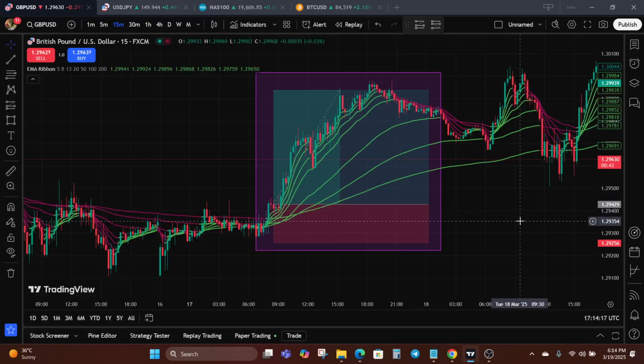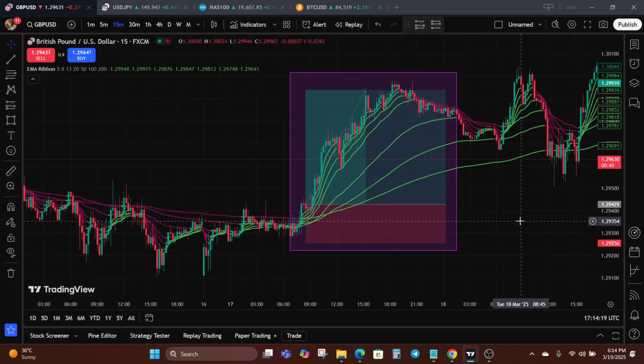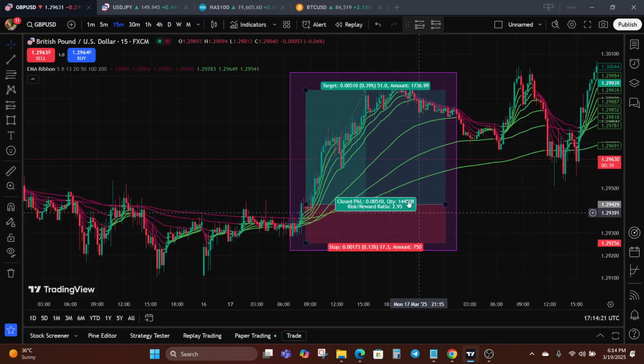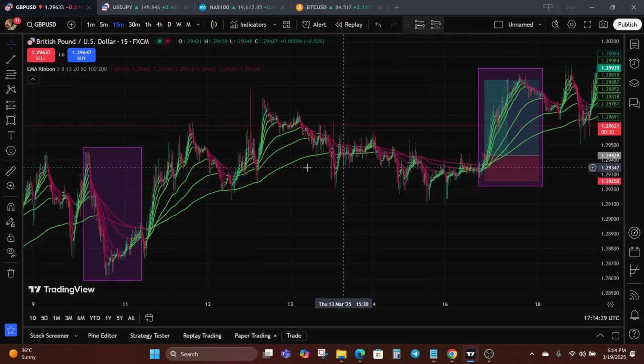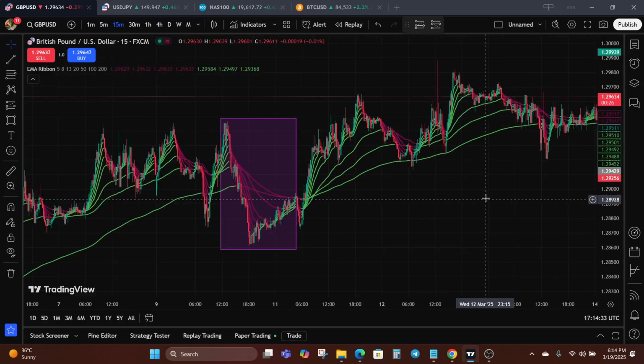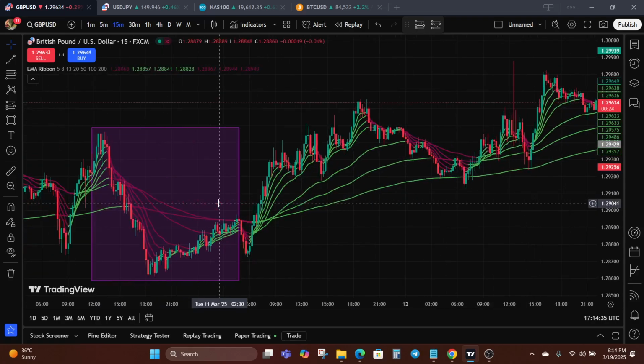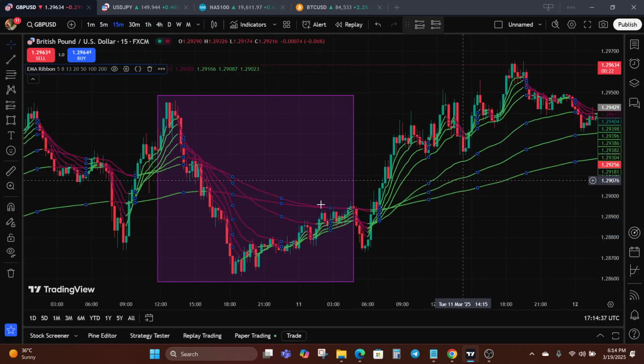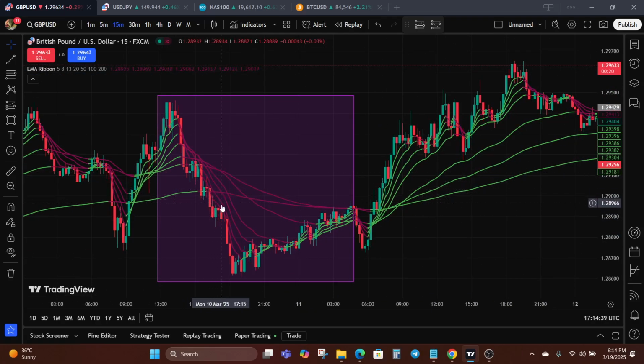Now, you can also use this indicator for dynamic support and resistance levels. In an uptrend, you will notice that price tends to bounce off the ribbon, making it an ideal spot for buying opportunities. In a downtrend, you will notice that the ribbon acts as resistance. You can see what was happening around here. The ribbon acts as resistance in a downtrend, providing ideal areas for short trades.